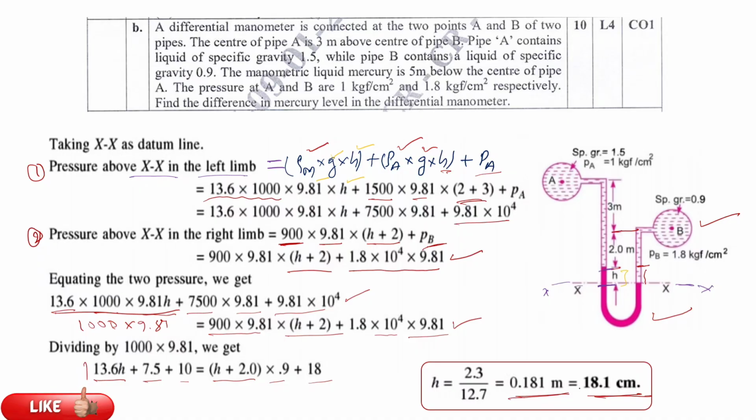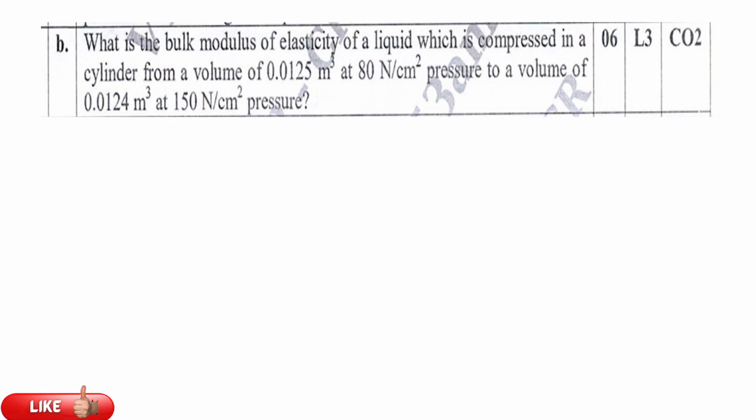So next, go to the second question. What is the bulk modulus of elasticity of a liquid which is compressed in a cylinder from a volume of 0.0125 cubic meter at 80 Newton per centimeter square pressure to a volume of 0.0124 cubic meter at 150 Newton per centimeter square pressure? This is a very easy and simple question. Remember the formula for bulk modulus. K is equal to difference in pressure divided by difference in volume with respect to original volume.